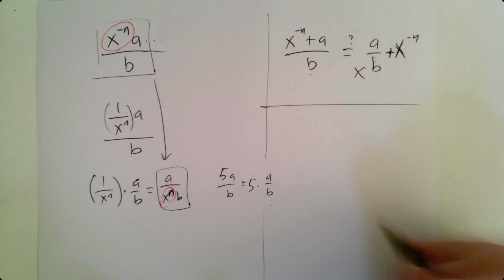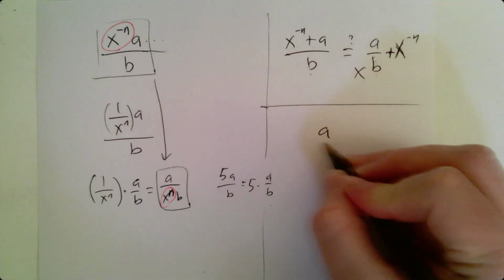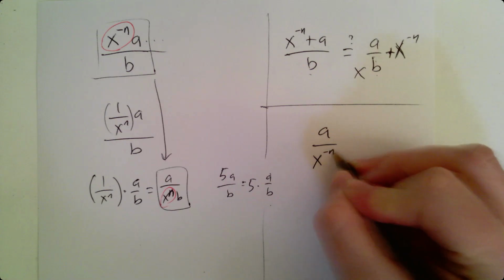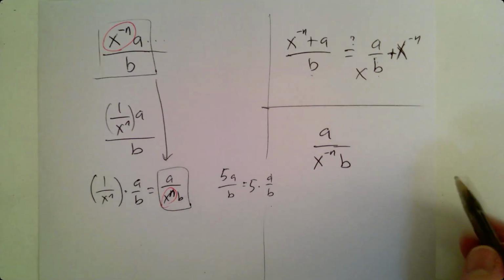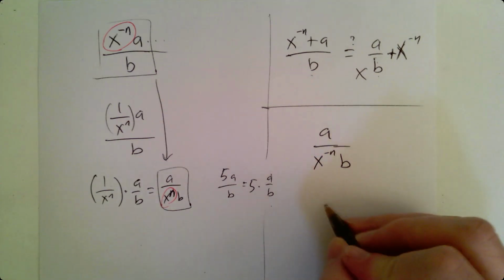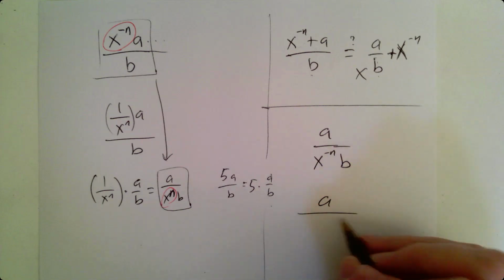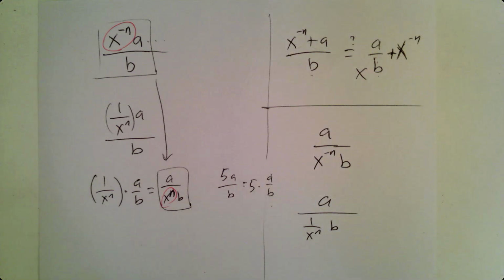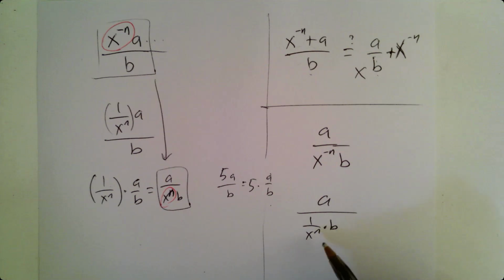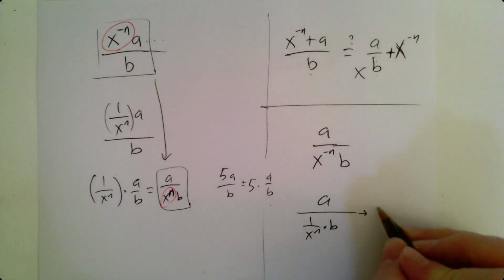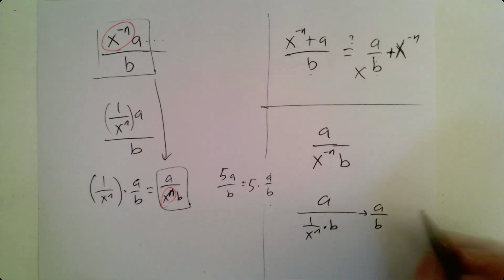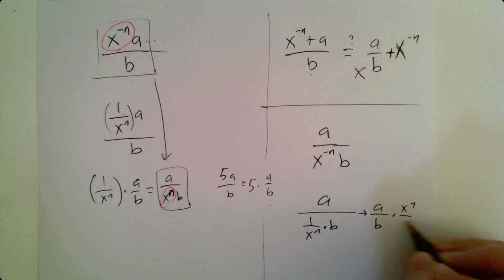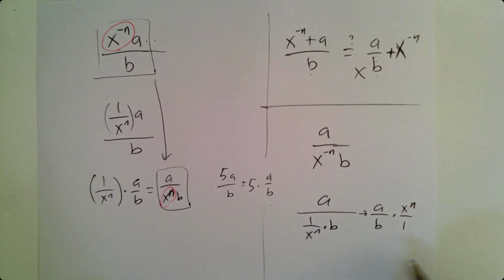The other thing I want you to realize is you can do the same kind of move in reverse. So let's say I had x to the negative n down here. Let's rewrite this according to its definition. So this is like 1 over x to the n, and this is b. Remember that dividing by something is the same thing as multiplying by the reciprocal. So this is the same thing as saying a over b times x to the n over 1. And so now you can just multiply straight across the top.